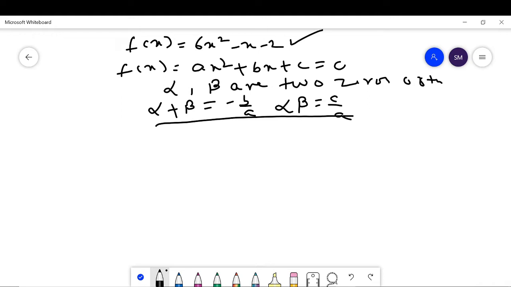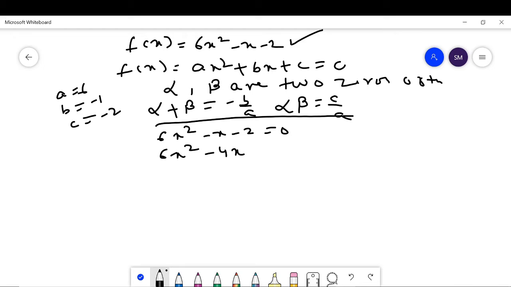Look here. Here a equals 6, b equals minus 1, c equals minus 2. Take the polynomial 6x² − x − 2 = 0. Then factorize it to find its zeros. Use middle term factorization. Minus x can be written as minus 4x plus 3x.